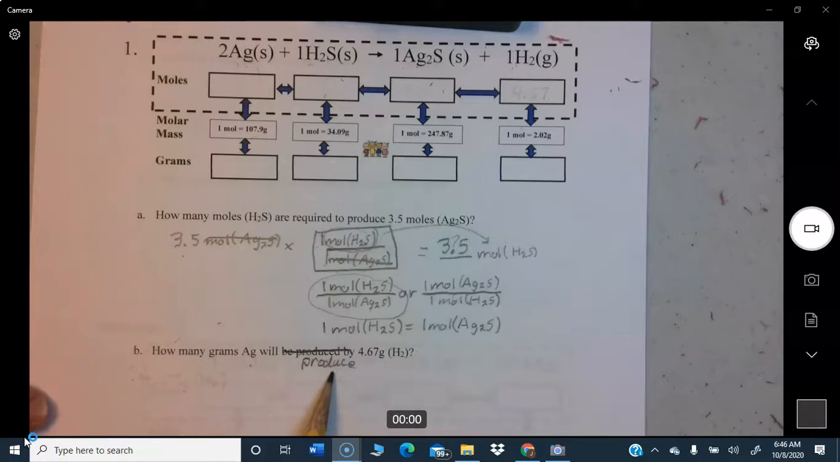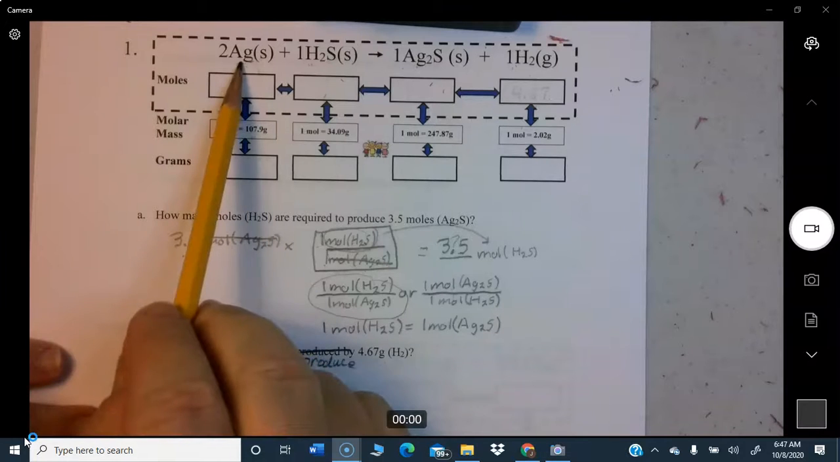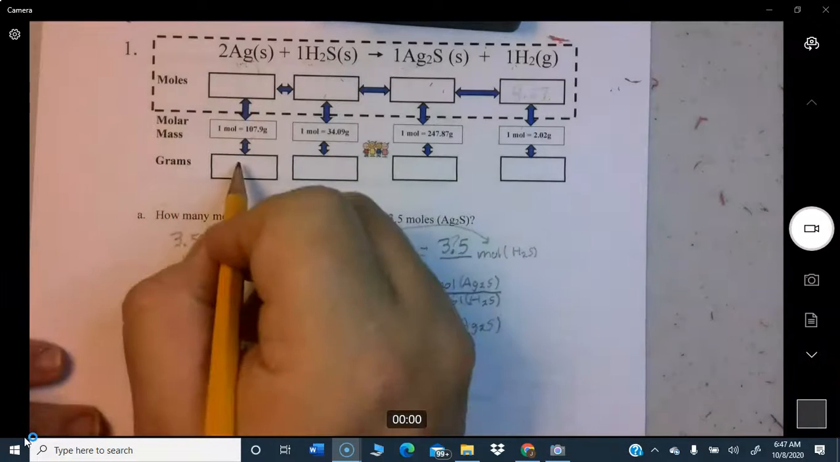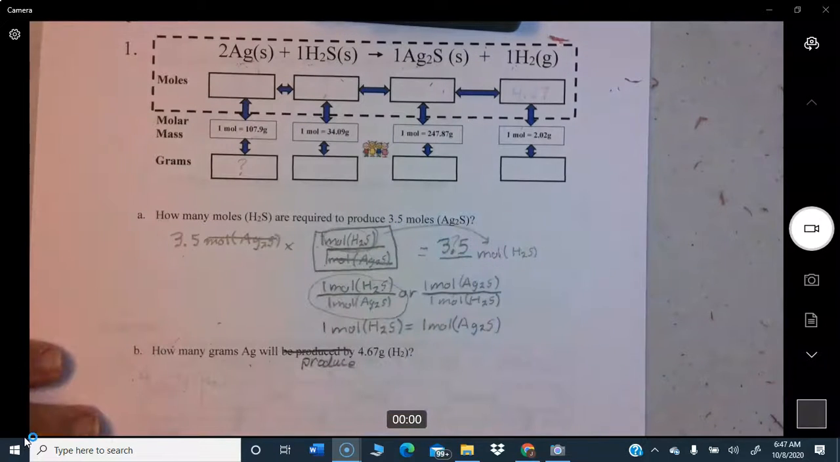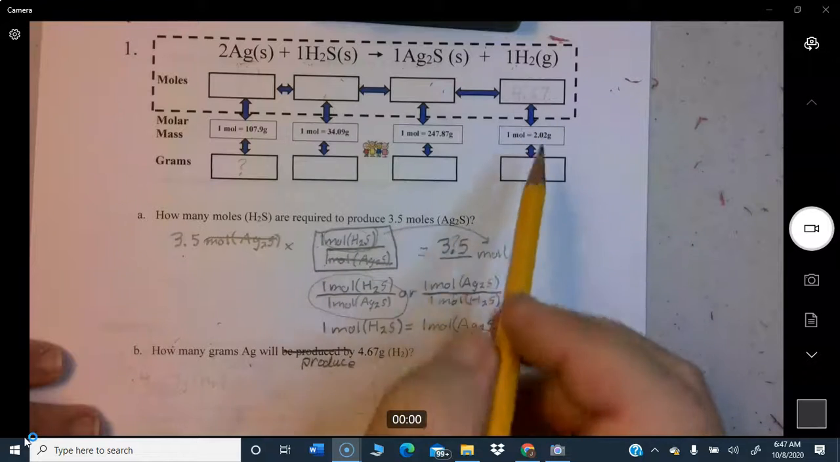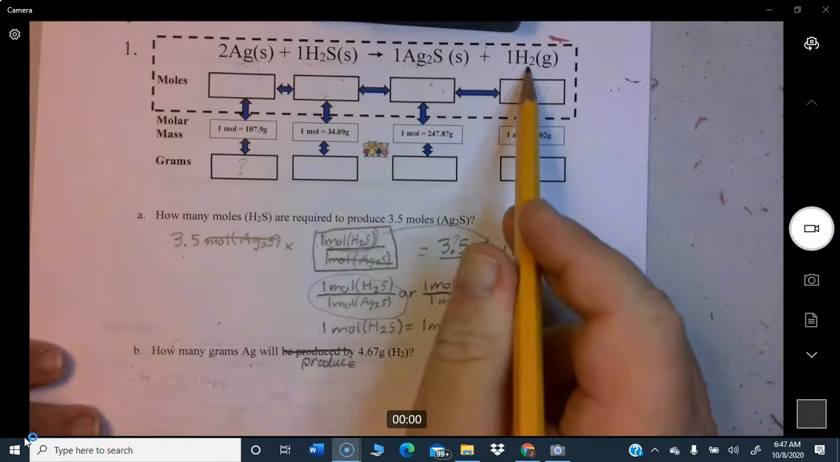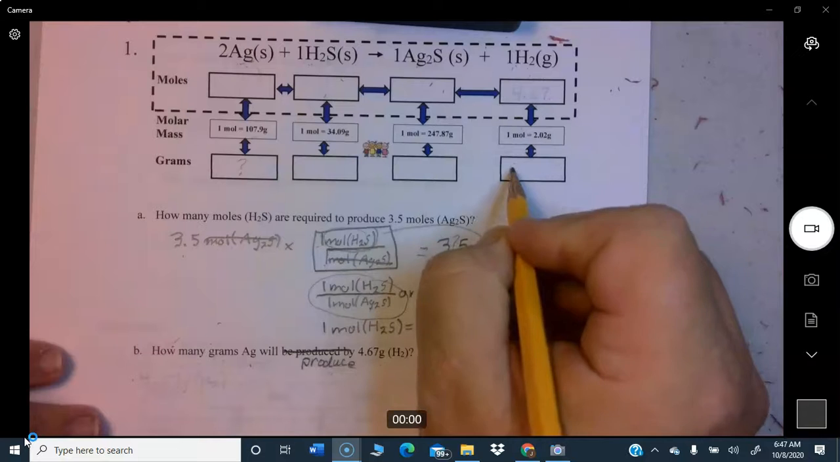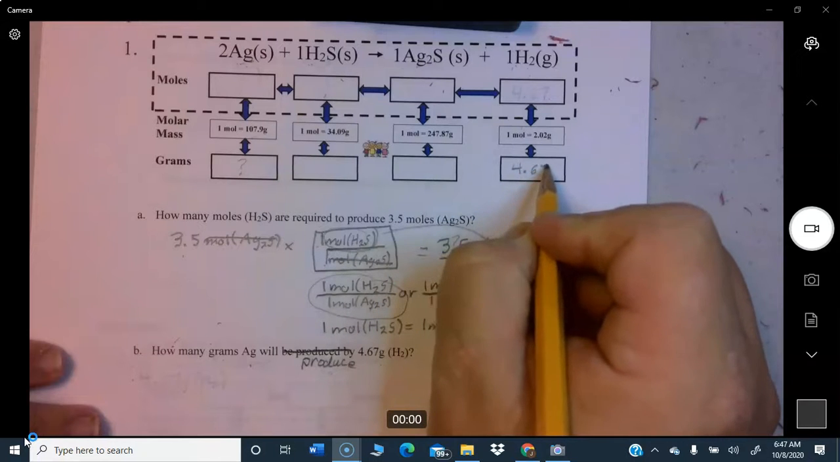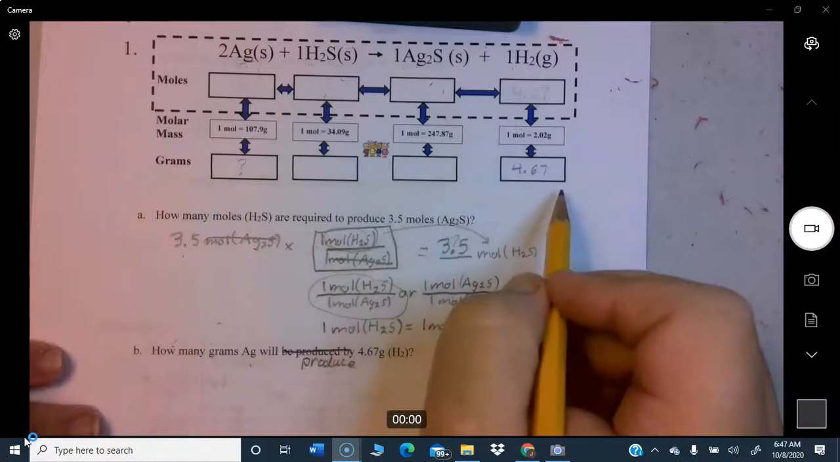And the question, I had to correct it here, so note this correction. How many grams of Ag will produce 4.67 grams of H2? Okay, so we're trying to find grams of Ag. How many grams of Ag? So here's Ag, silver, and grams is down here in our world. So it's asking how many, so I'm going to put the question mark there lightly. And it will produce this many grams, 4.67 grams of H2. So here's H2, here's grams, so I put 4.67.